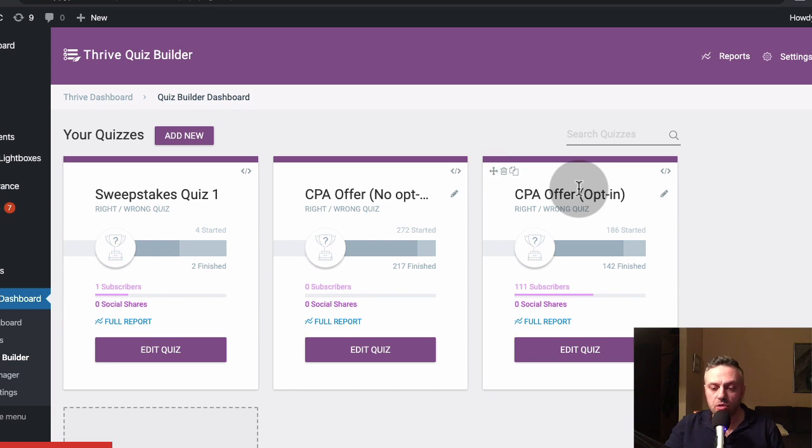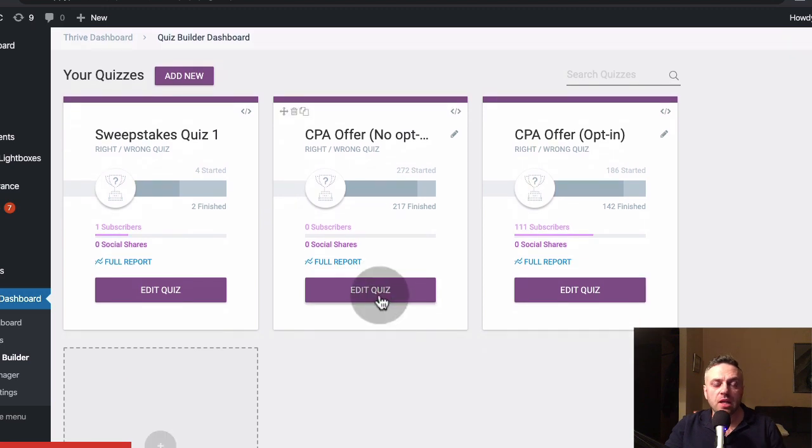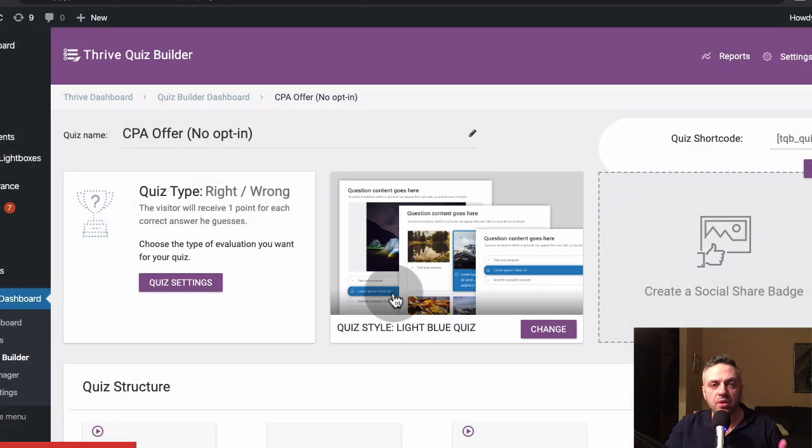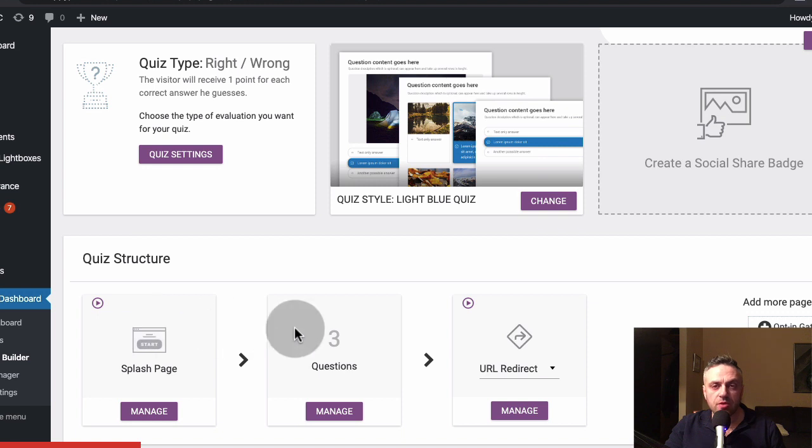So let's take a look at this no opt-in quiz just to keep things very simple. What I have is a quiz structure, right? I have the splash page, which is essentially a landing page that the person sees after they click on the ad. We have 3 questions. Typically, I like to keep it at 3 questions. You can make it 2 questions, but if you have only 1 or 2 questions, then the person is going to feel, hey, I don't really do a lot of work. It's too crazy for me to possibly win or even be eligible for such a crazy $300,000 grand prize offer. So I like to have about 3 questions.